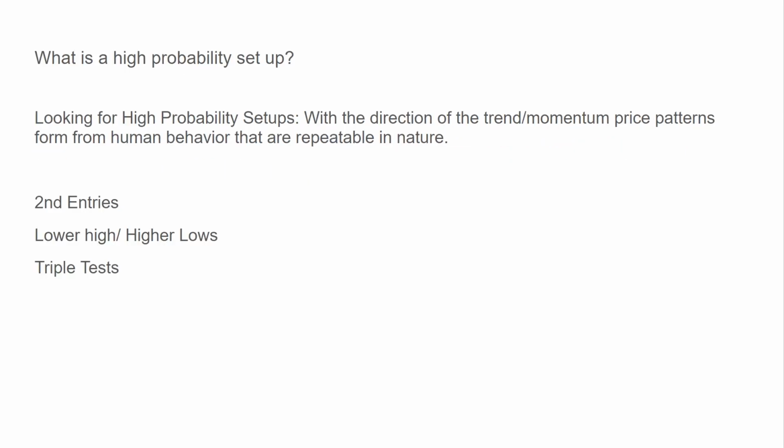And then you're going to ask, what is a high probability trading setup? Well, high probability setups are with the direction of the trend and the momentum of price patterns from human behavior that are repeatable in nature, as Mark Douglas talks about. Some of the things I would focus on in the beginning, in this particular order, are second entries, lower highs and higher lows, and triple tests.